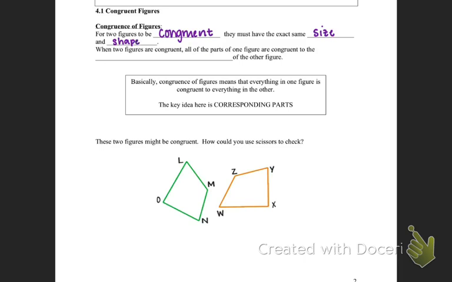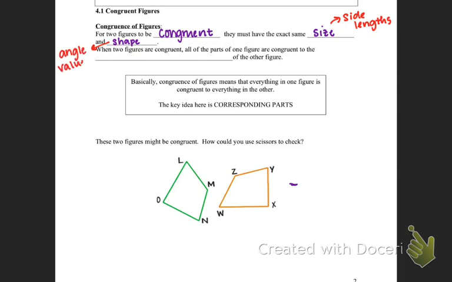So for things to be congruent, they have to be exactly the same. They have to have the same size and they have to have the same shape. Now, size of a 2-dimensional figure, like a rectangle or a triangle, is going to be determined by the side lengths. That's going to tell me how big something is. Whereas its shape is going to be determined not only by the number of sides, but by the angle values.